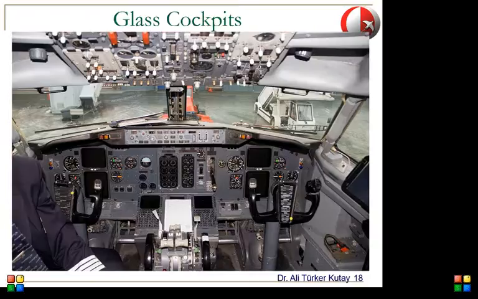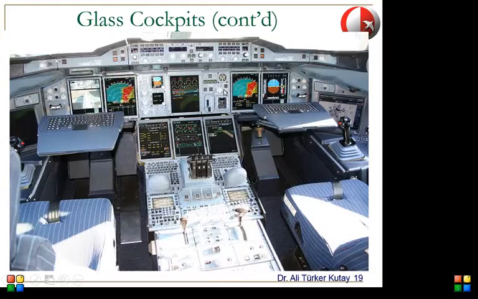So these are called glass cockpits. This is not a completely glass cockpit, because you still have these old displays together with computer screens. But if you look at this one here, this is a completely glass cockpit. So everything you see here is a computer screen. Even these small ones are all computer screens, and everything is computerized.